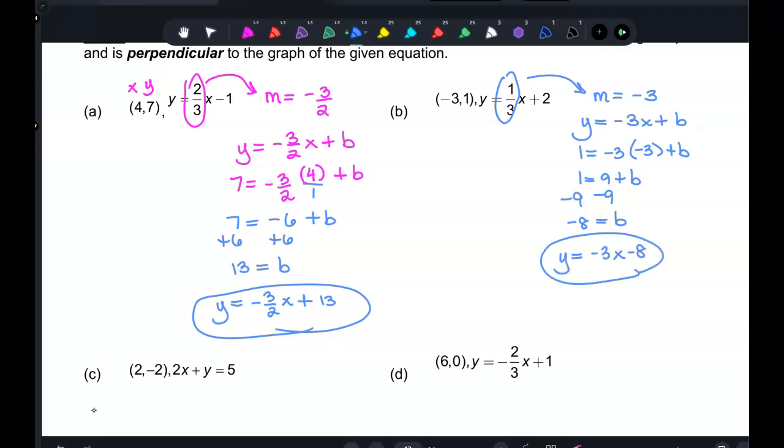Good. Okay, so Rachel went through that pretty quickly, but that's okay. You understand we flip and we change the sign. So it's going to be y equals negative 3x plus b. Then we do all this work, but it's the same thing we were doing last week, and the same thing we did on the quiz, and then we write our answer.